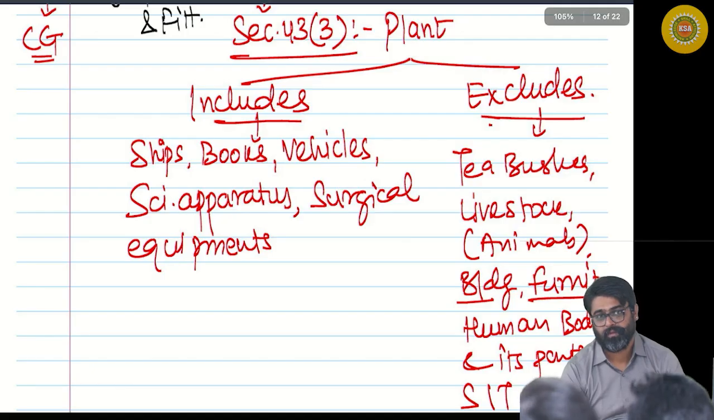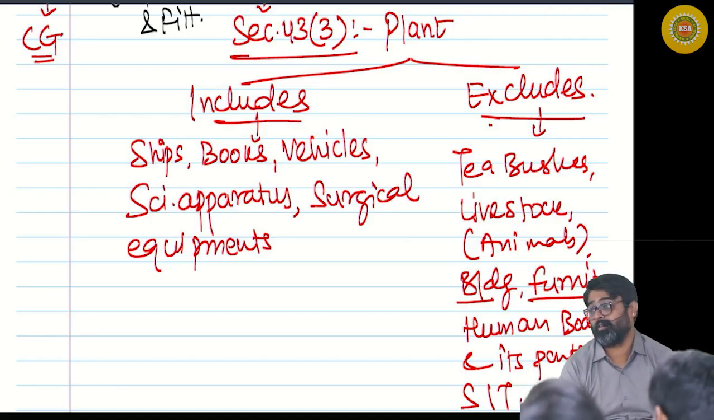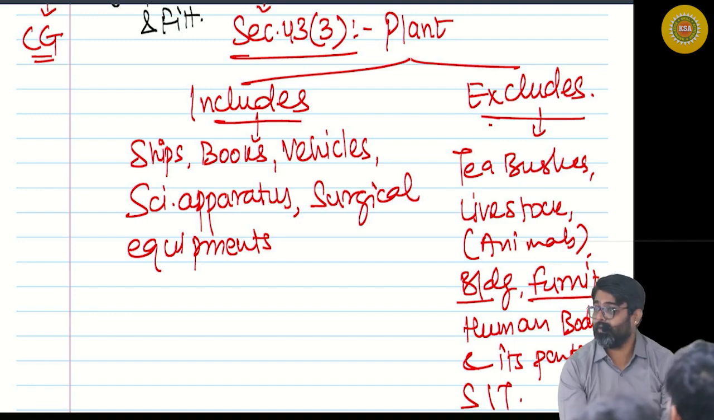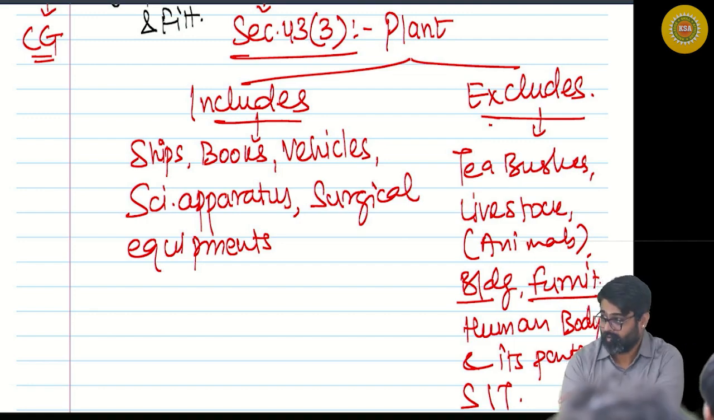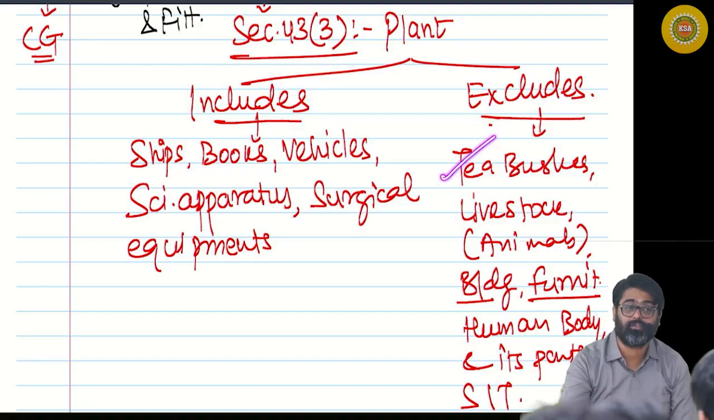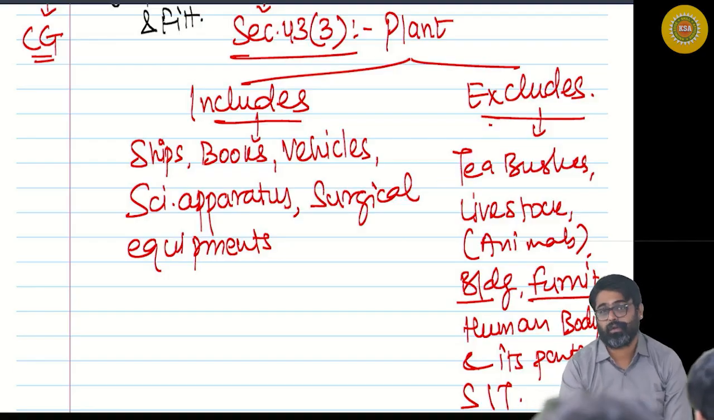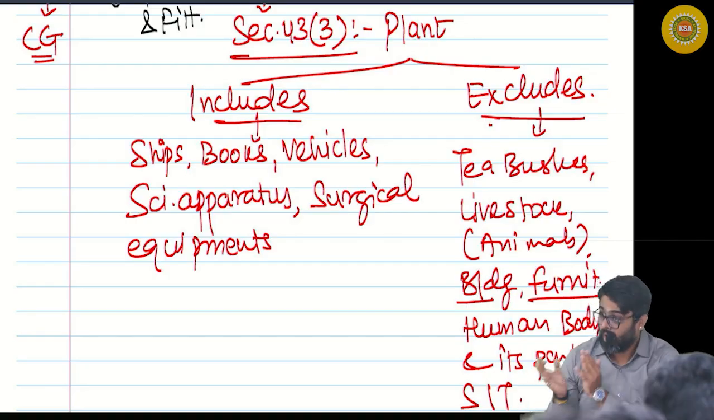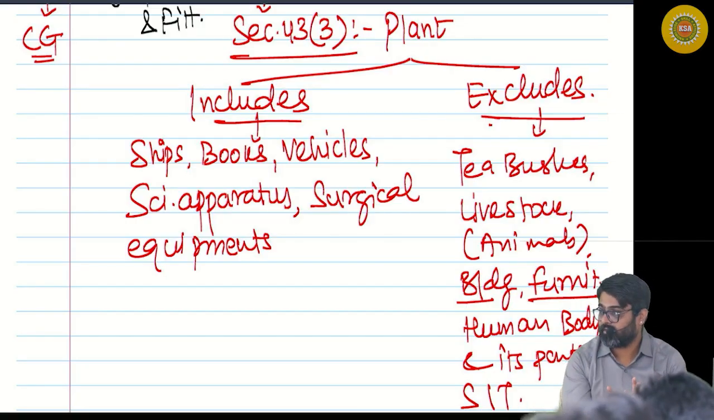But see, what an irony. Actual plant is not treated as plant. Tea bushes. Tea bushes are plants only, but for the PGBP head, they are not treated as plant. Livestock, animals used in the business, yes or no? Either sold as stock or used in the business as it is.